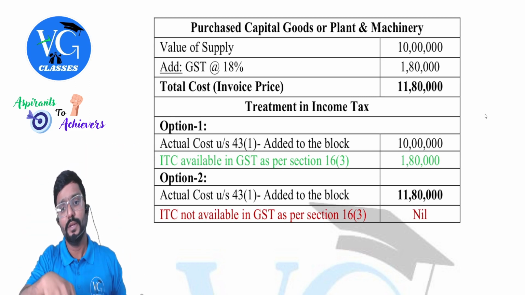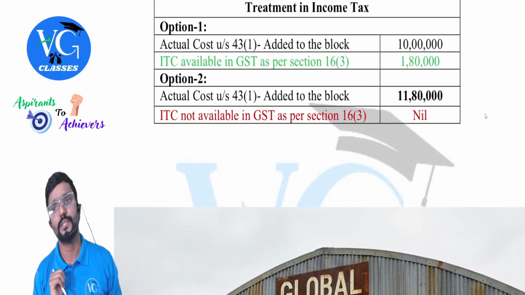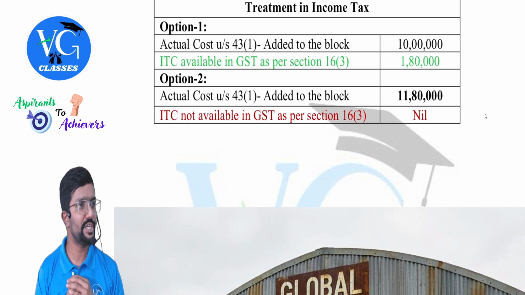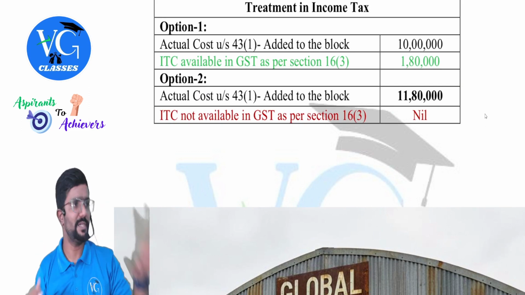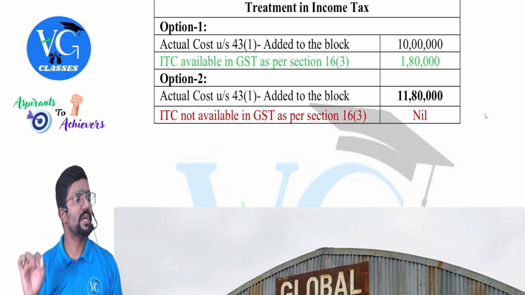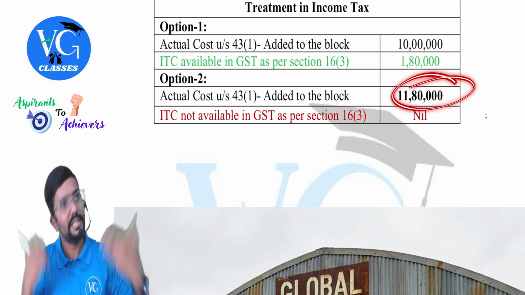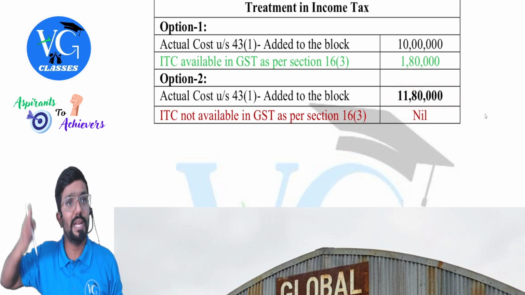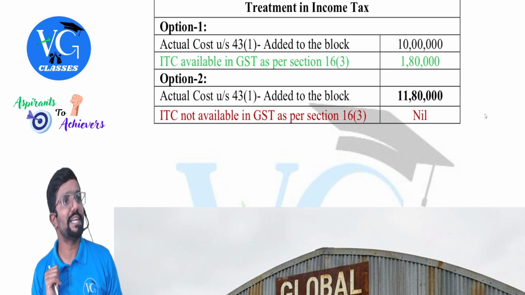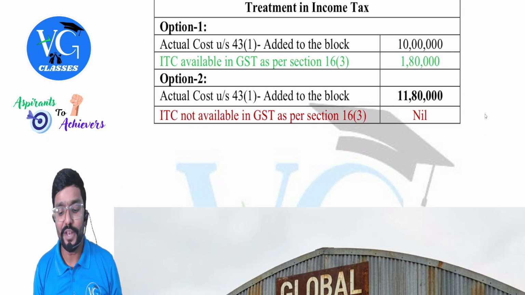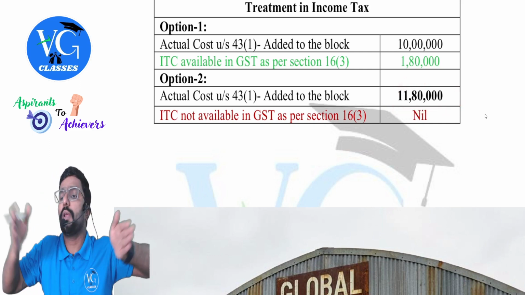Simple. Listen here. In this example, we will add the entire 11 lakh 80,000 to the block of the asset. Yes, we will start claiming the depreciation. Assume the depreciation rate for the block is 15%. So every year I will be claiming 15%. Can I claim the entire 1,80,000 in 1 year only? No, no, no. You will claim it over the life of the asset. So you will not get the entire benefit in 1 year. So this 1,80,000, whatever is the GST component, you can claim it as depreciation, but over a period of time.